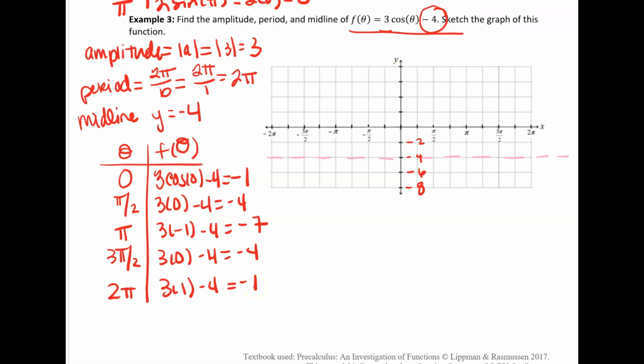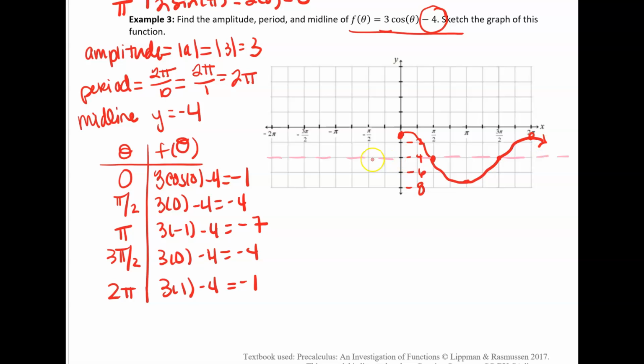Now let's go and graph these. And so at 0, we're at negative 1. At pi over 2, we're at negative 4. At pi, we're at negative 7. At 3 pi over 2, we're at negative 4 again. And then at 2 pi, we're back up at negative 1. Oh, excuse me, didn't go high enough on that one. At negative 1. So this gives us a graph that looks something like this.